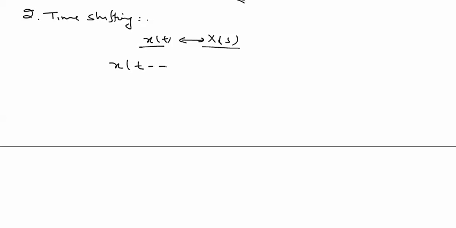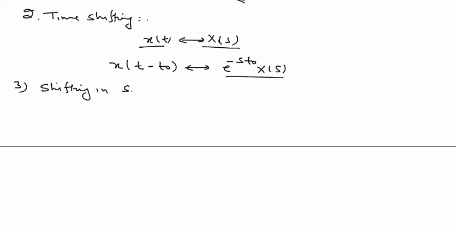Move to the second property, time shifting. Time shifting property: if Laplace transform of x(t) is this, then delay in the signal produces some additional component in the s domain. Third property is shifting in the s domain.